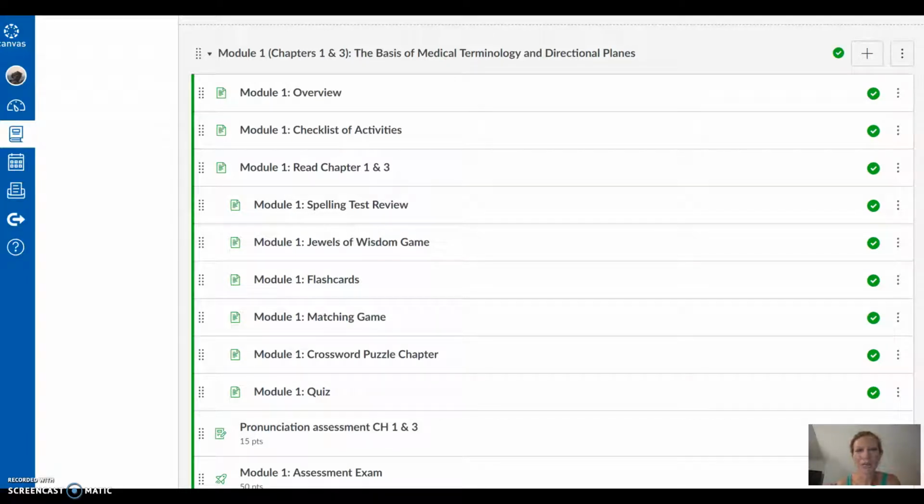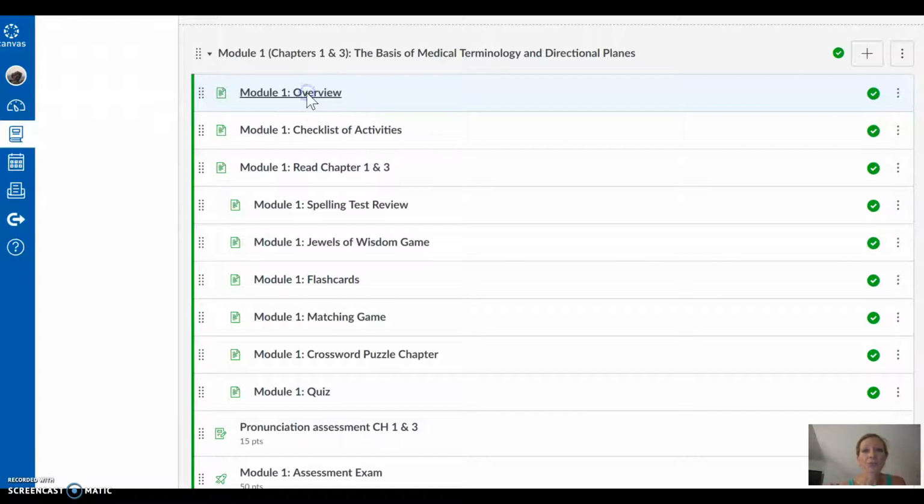Okay, so I want to give you just a Module 1 overview. What you're going to be doing in Module 1 is reading chapters 1 and 3 in your Elsevier Medical Terminology textbook, which is actually a workbook. The information in this book does not have to be submitted to me. It's for you to learn.